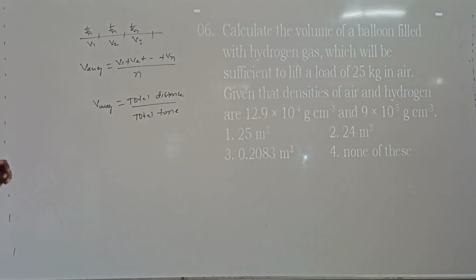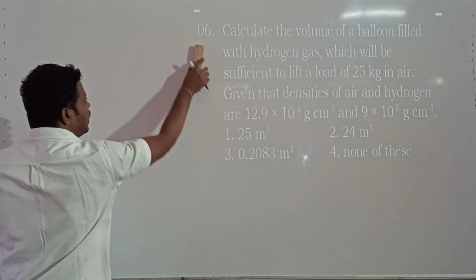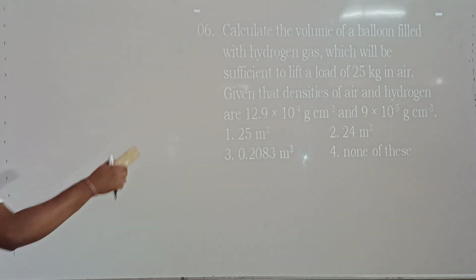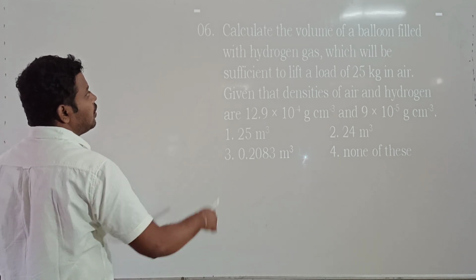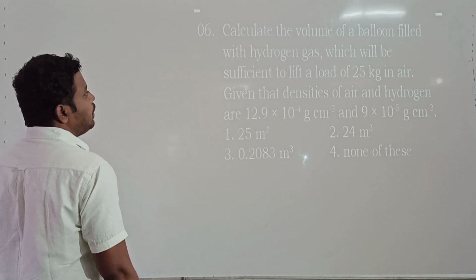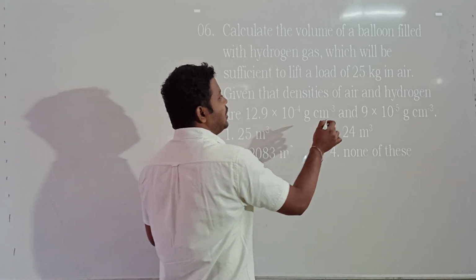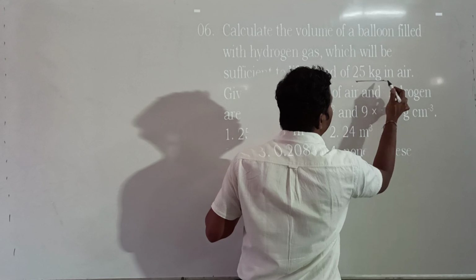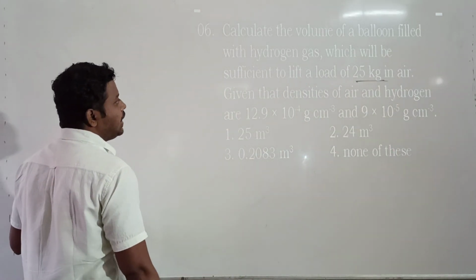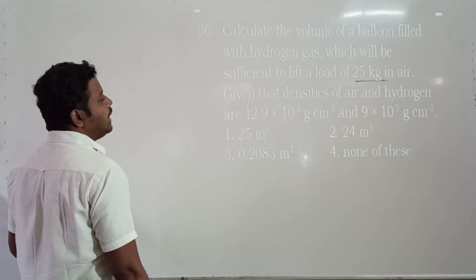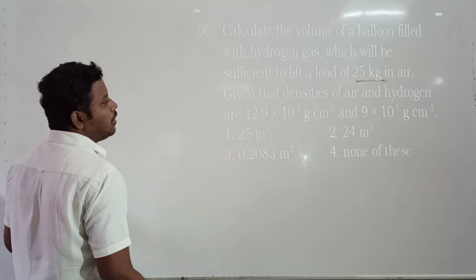Next one, question number 6. Important question here. You might have observed one small mistake in the question. What is the question? Calculate the volume of a balloon filled with hydrogen gas which will be sufficient to lift a load of 25 kg. Actually it should be 25 grams, because a balloon could not lift 25 kg. So that is 25 grams in air. The densities of air and hydrogen are given as 12.9 into 10 to the power minus 4 and 9 into 10 to the power minus 5.